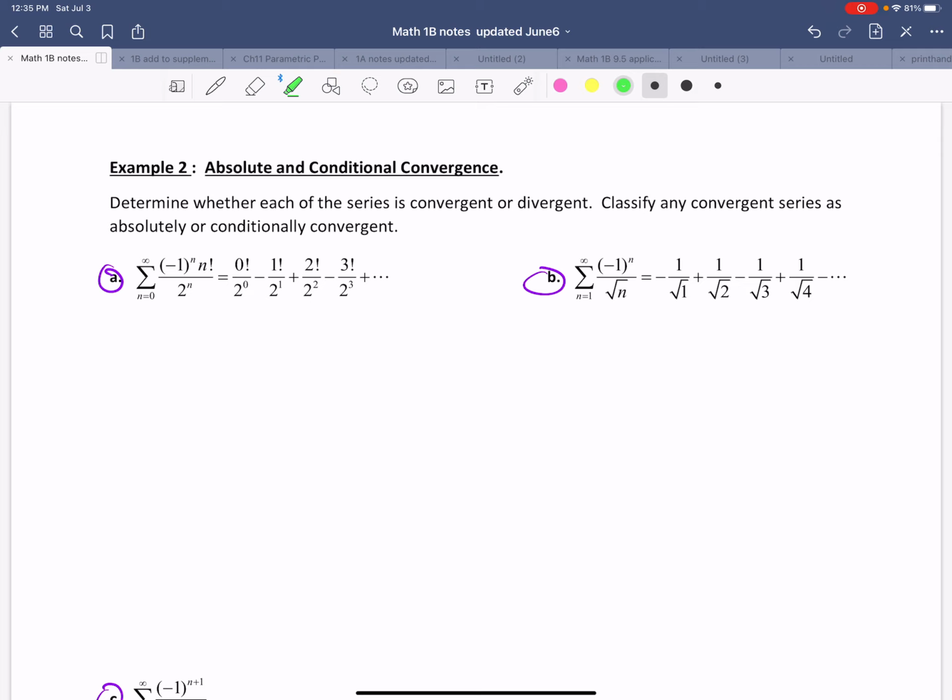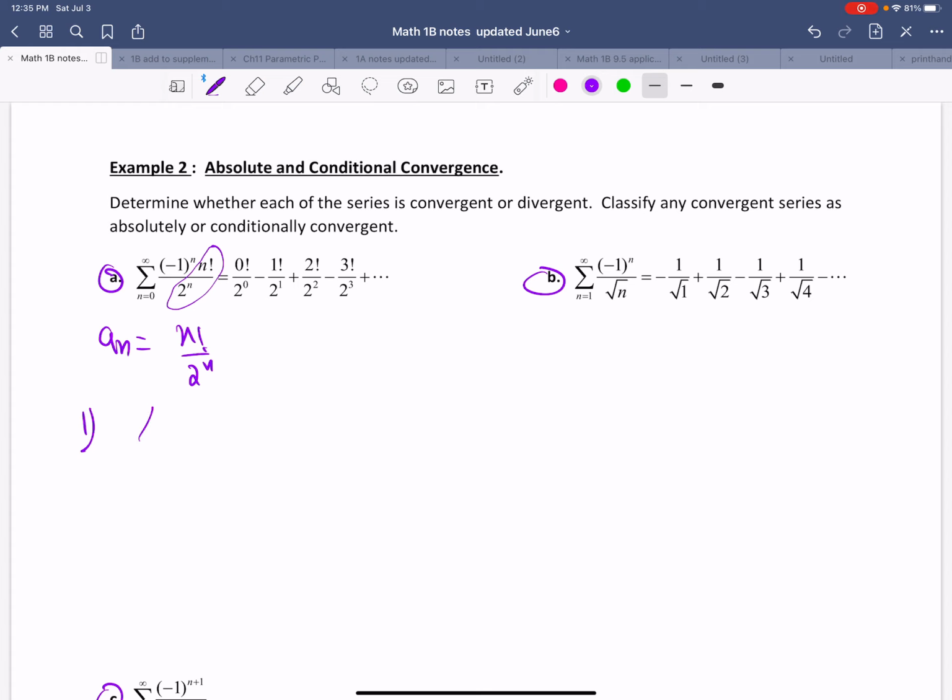We could also use the ratio or root test here, and we can use the alternating series test as well. In this video, my focus is the alternating series test. So a_n in this case is n factorial over 2 to the power n. a_n is the piece that's attached to negative 1 to the nth power.